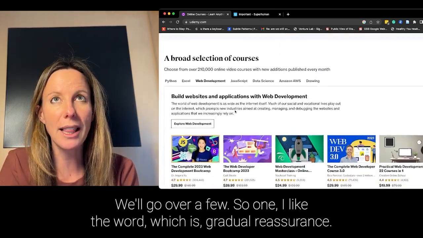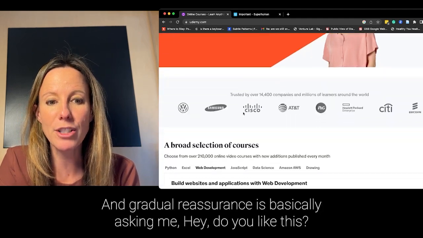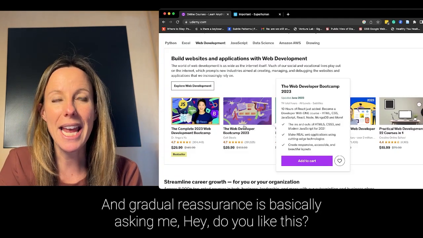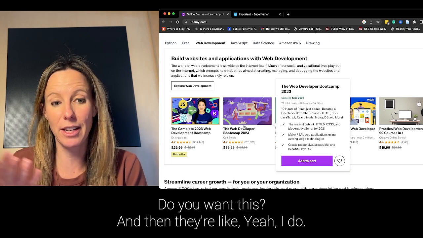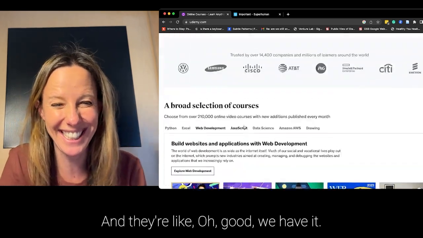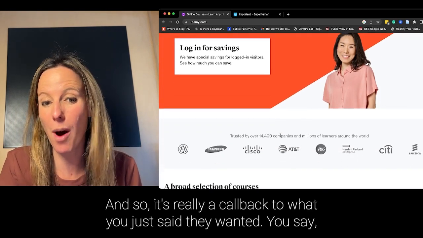So one, I like the word, which is gradual reassurance, and this came from goodui.org. Gradual reassurance is basically asking me, hey, do you like this? Do you want this? And then they're like, yeah, I do. And it's like, oh, good, we have it. It's really a callback to what you just said they wanted. You say, we've got it.